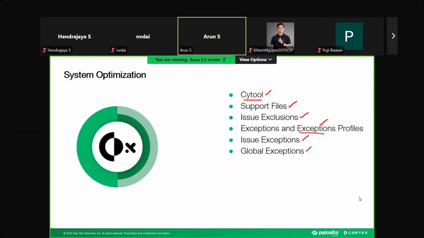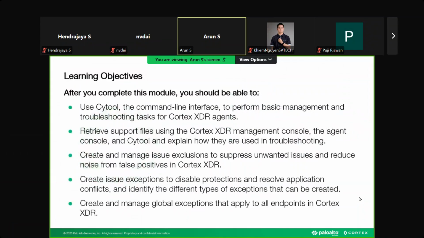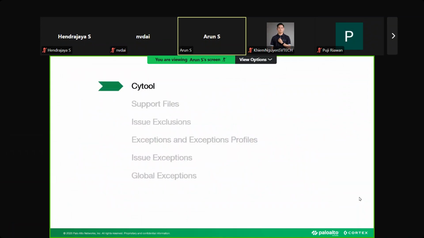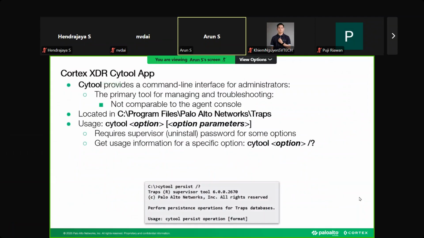So let's get started with site tool first. Same learning objectives, we'll start with site tool. Now, as I said, what is site tool? This is nothing but a command line interface tool on our endpoints. As we install the agent software on the endpoints, this site tool also gets installed. It is a command line interface for administrators, and it is the primary tool for managing and troubleshooting.